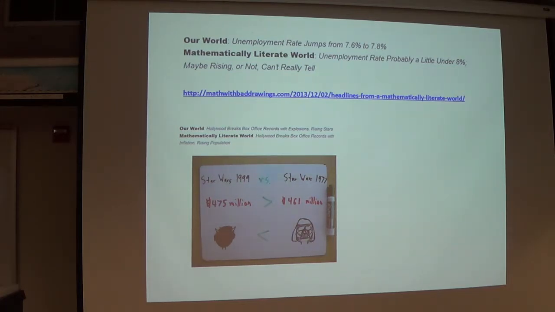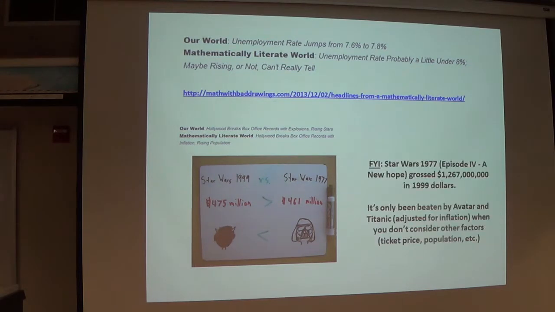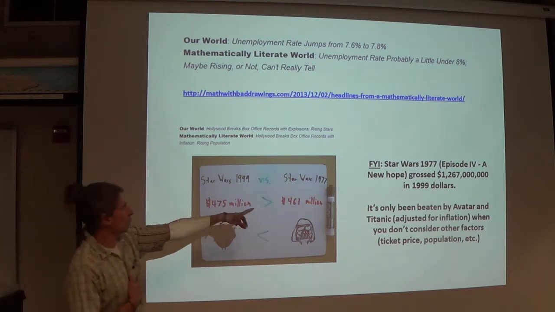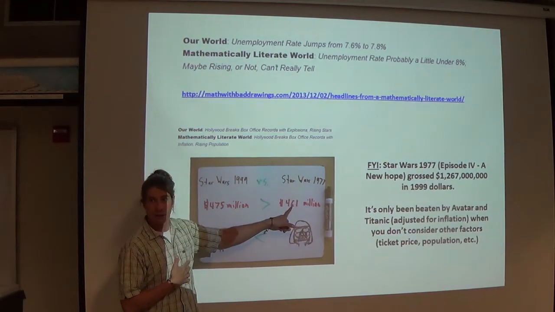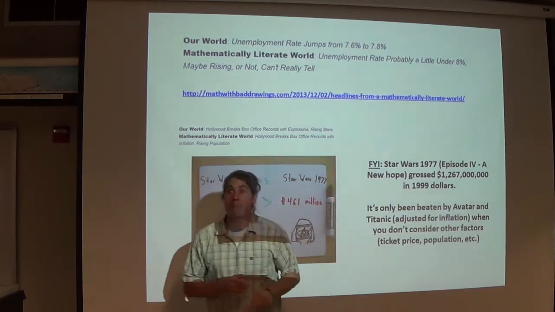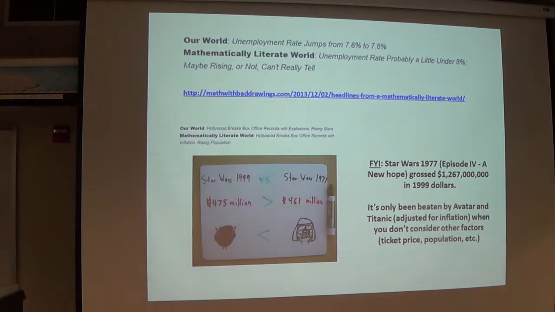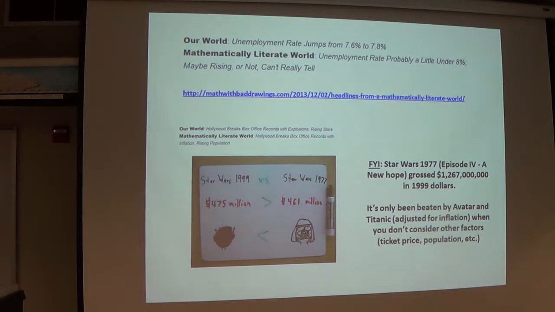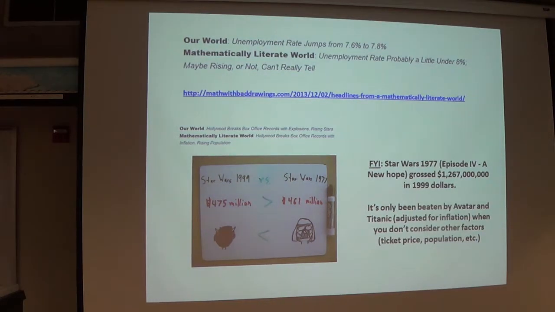Episode 1 does $475 million. But the problem with that is it's not adjusted for inflation, which I did hear somewhere. Where are you? There you are. If you adjust the earnings of Star Wars 1977 to put them in 1999 dollars, it would have grossed $1.3 billion. Just adjusted for inflation, not for population increases and not for ticket price increase.